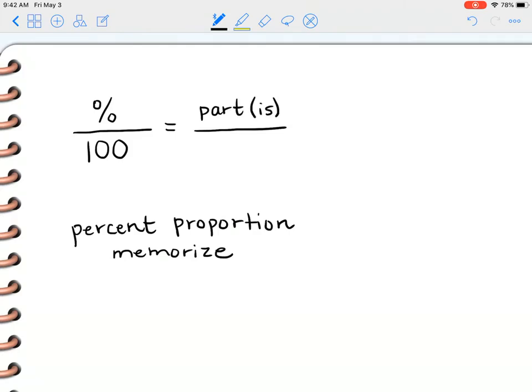And that's usually, if it's written as a statement, we'll have the word is. Not always, but most of the time, I think. And then the whole is the of. So that's the bottom part of the proportion on the right. So you have to memorize this. You cannot find this on an exam. It has to be in your mind.